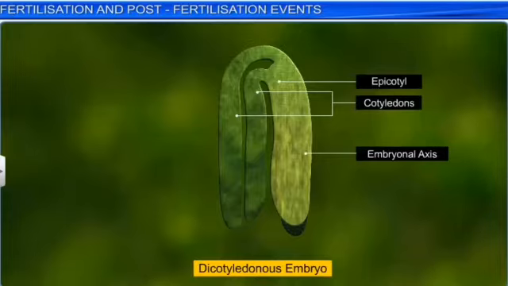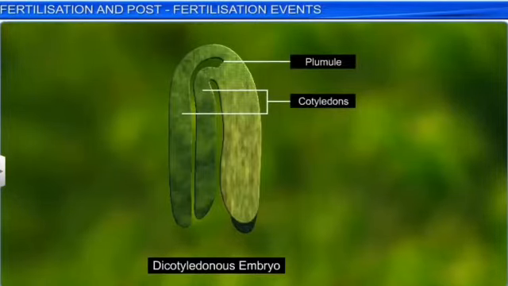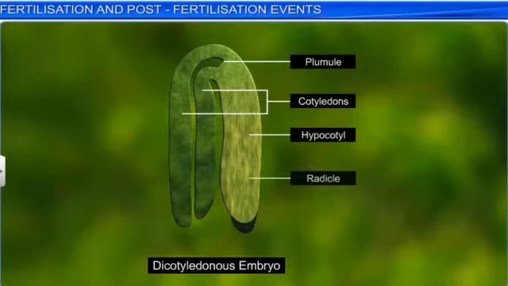Further, the cylindrical portion below the level of the cotyledons is the hypocotyl, which terminates at its lower end in the radicle or the root tip, and the root tip is covered by the root cap. So here we can easily observe the cotyledons and the plumule, the hypocotyl and the radicle, which will later give rise to the root system.